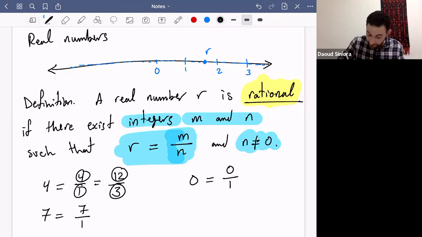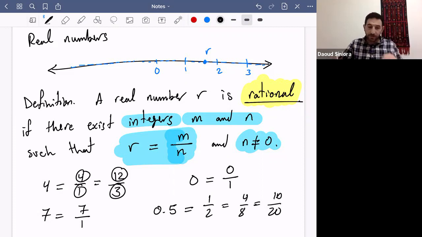Okay, now half, 0.5, is a rational number because it can be expressed, say, as 1 over 2, or 4 over 8, or 10 over 20. So there are many ways, and see, all of these are an integer over an integer where the denominator is not 0.